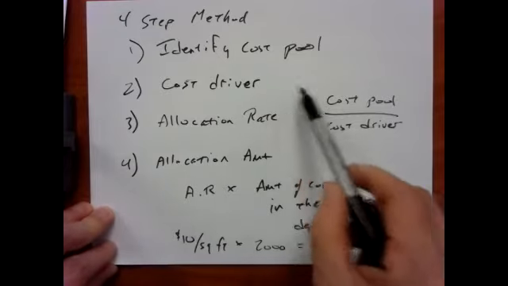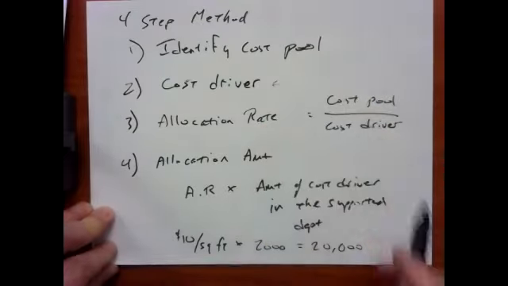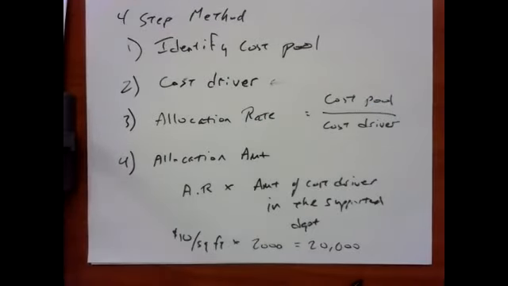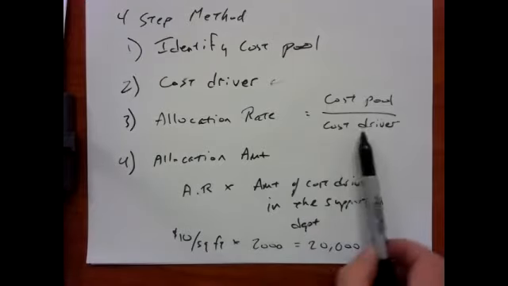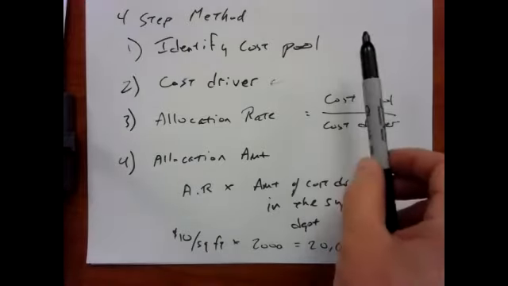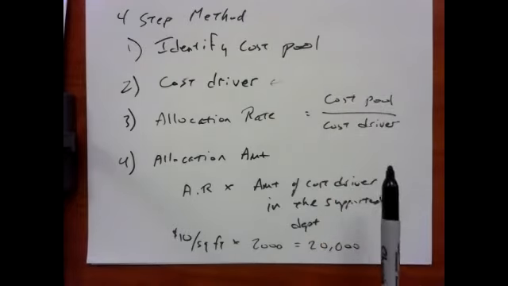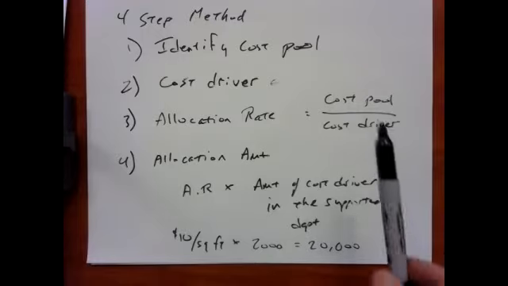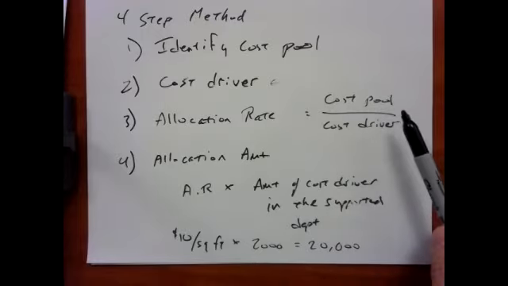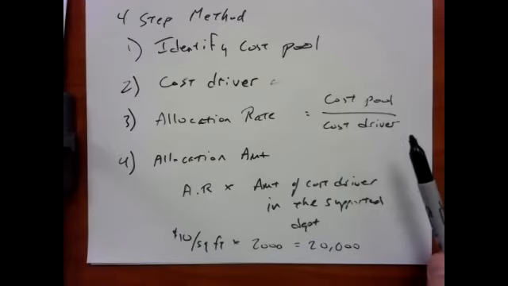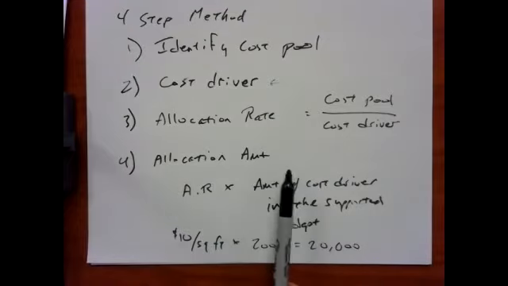Now remember, the cost driver at the organization level is a total for the whole organization, not for a single department. So if the whole organization has 25,000 square feet, that's what you use to calculate the allocation rate. You take the cost pool for the whole organization and divide it by the cost driver for the whole organization. So if that's $100,000 in housekeeping divided by 25,000 square feet, that'd be $4 per square foot for the organization.